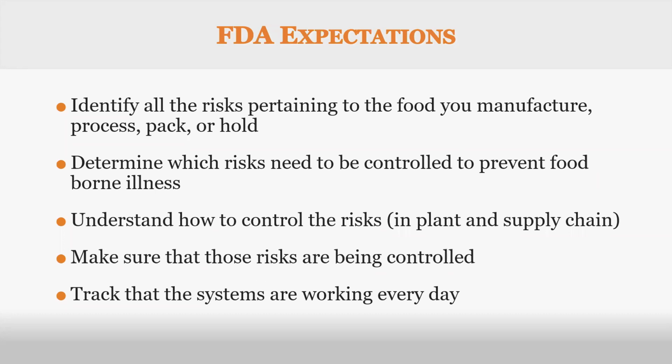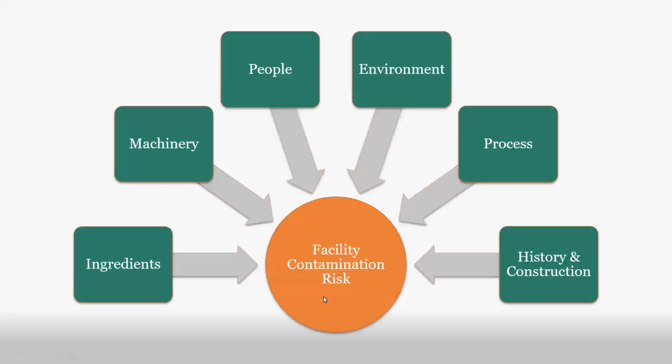Determine which risks need to be controlled to prevent foodborne illness. Understand how to control the risk, whether it's in plant or in the supply chain. Make sure that those risks are being controlled. And finally, track that the system is working every day. Again, the main purpose of environmental monitoring should be to protect your food, the public health, and your brand name. The goal of environmental monitoring, therefore, is to prevent cross-contamination.